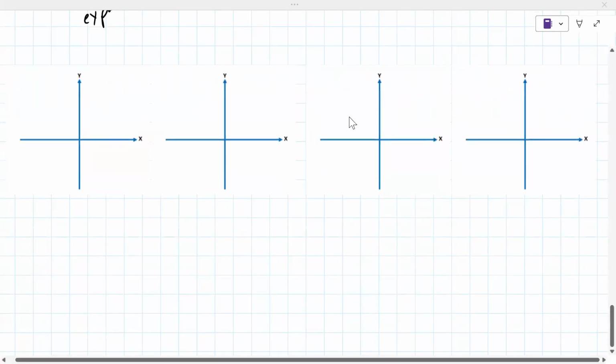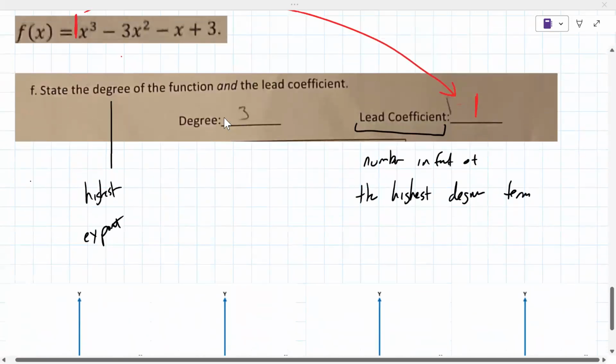The next thing I want to do is talk about the four graphs that you need to know based on the degree and the leading coefficient.